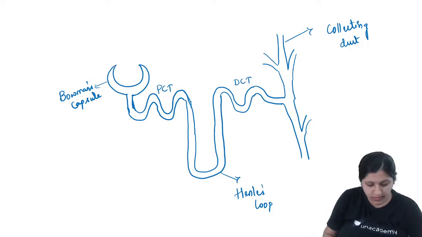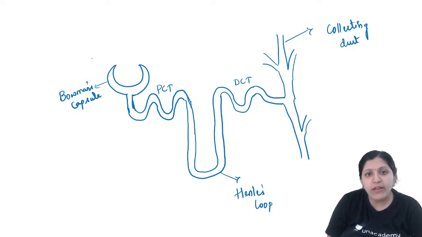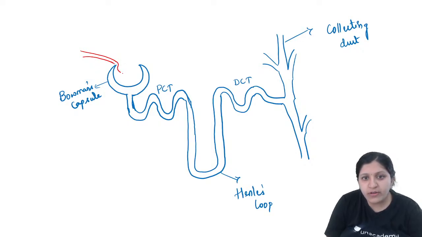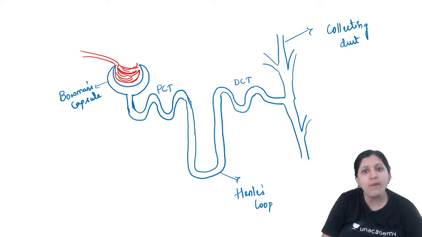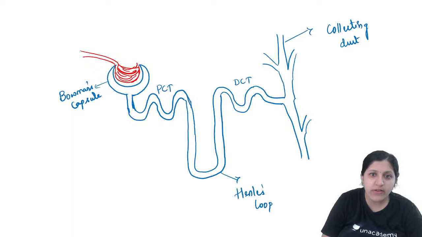So here there will be a formation. There is an arteriole which is coming in. This arteriole joining here will further divide, and it is forming a mass of capillaries. This particular structure we call a glomerulus.